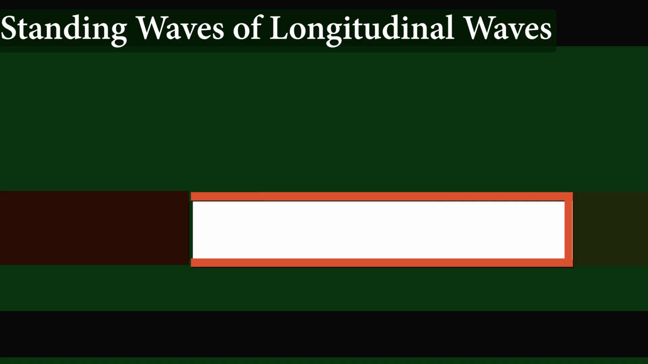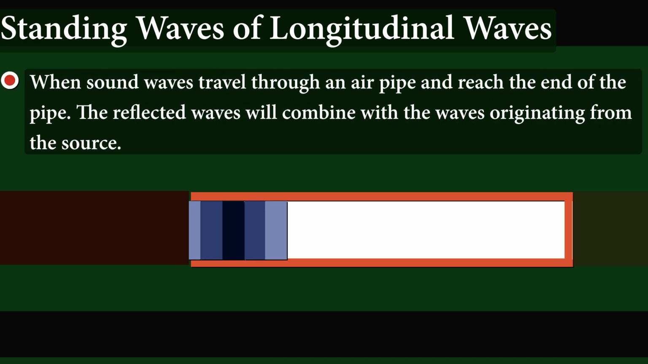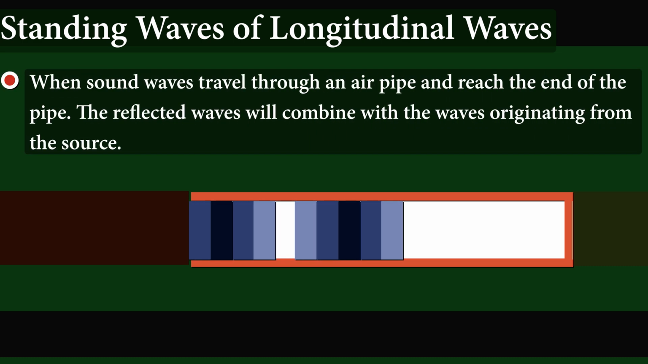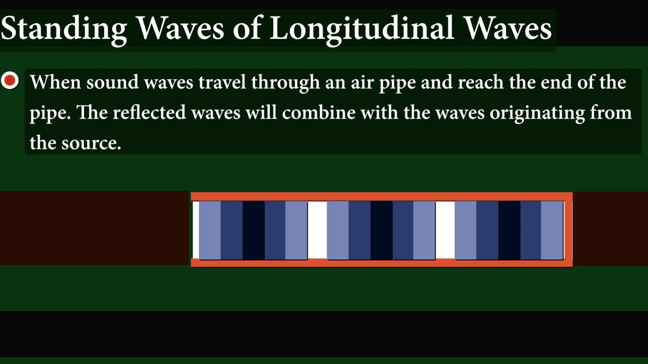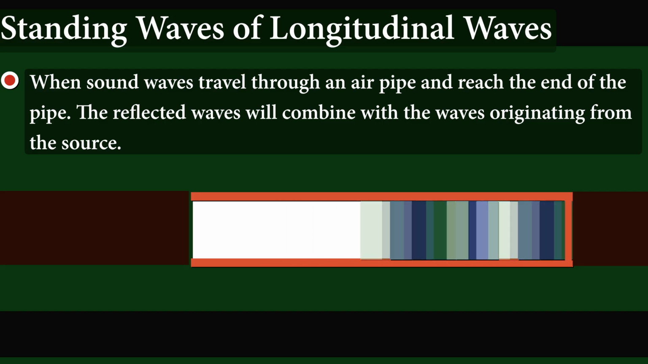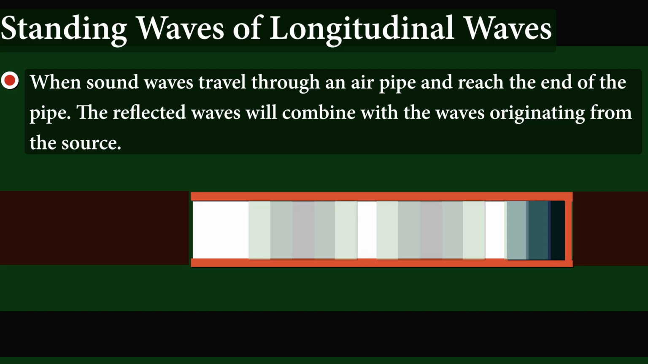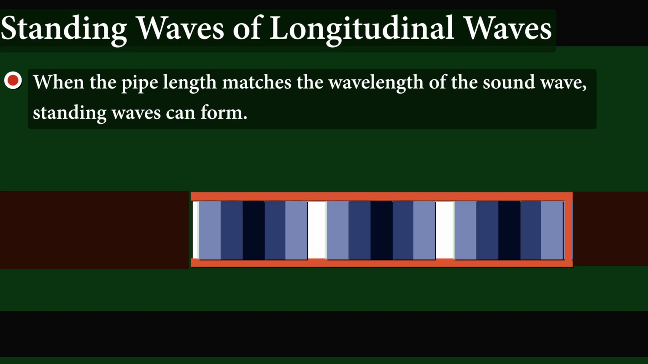Standing waves of longitudinal waves. When sound waves, which are longitudinal in nature, travel through an air pipe and reach the end of the pipe, they are either reflected or transmitted. The reflected waves will combine with the waves originating from the source. When the pipe length matches the wavelength of the sound wave, standing waves can form.